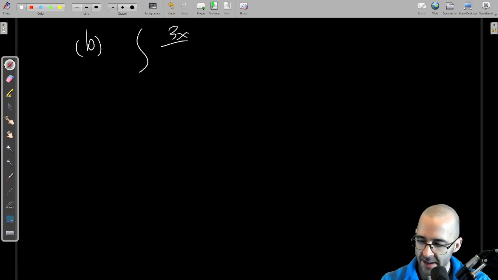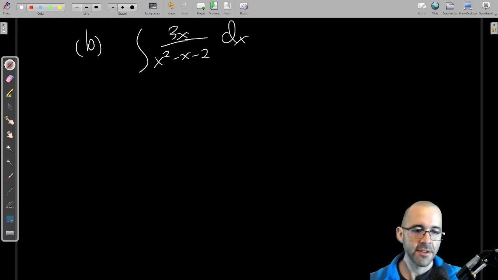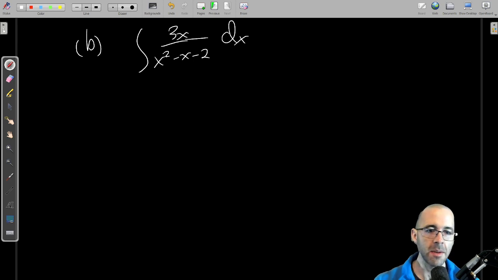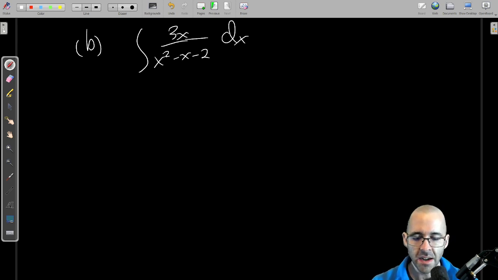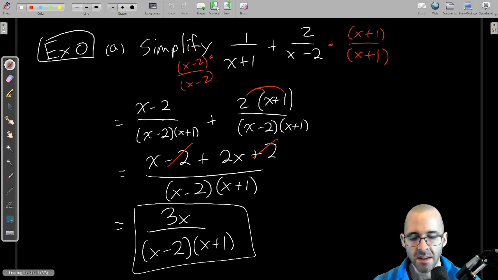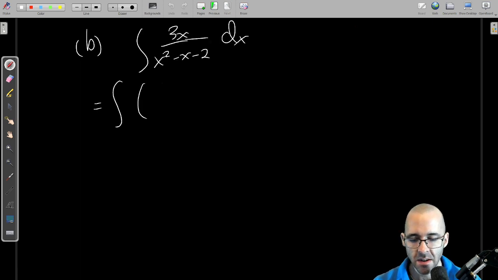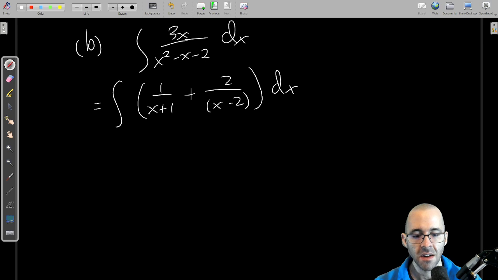Let's look at the integral of 3x over x squared minus x minus 2 dx. So this integral I said we can't do yet. We need partial fractions. I haven't exactly said what it is yet. We'll get to that. But I showed you in part A that it's just 1 over x plus 1 plus 2 over x minus 2, and that these are equivalent. In part A, we started with this and we went up to this.